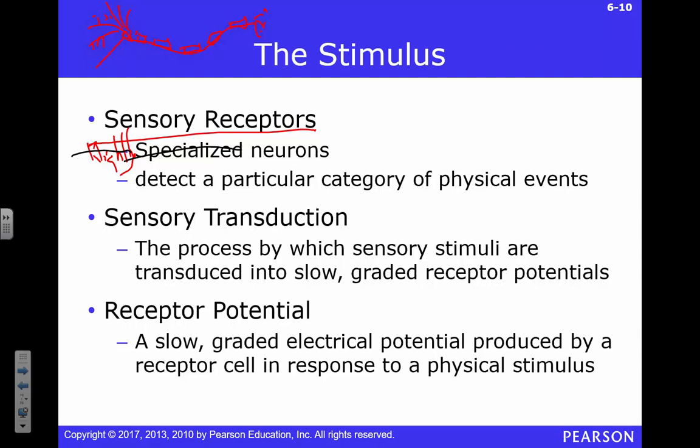And they're going to be different. They're going to be designed through that process of evolution, right? They're going to be structured and built in a way that allows us to pick up a particular stimulus. So if we're thinking about light, you've got what we'll call photoreceptors.